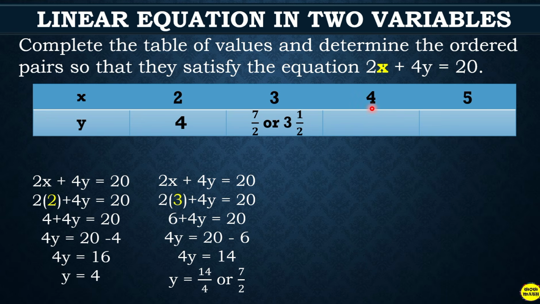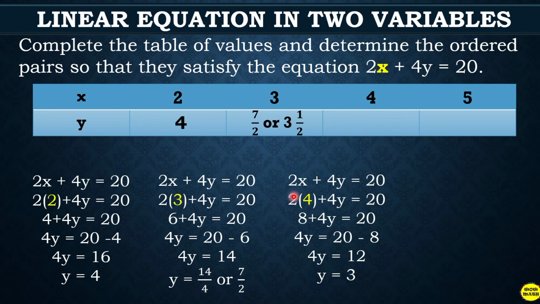Next, for 4, let us substitute 4. So that is 2 times 4, that is 8 plus 4y equals 20. So let's solve. 4y equals 20 minus 8. So that is 4y equals 12. Divide both sides by 4. So y is equal to 12 divided by 4, that is 3. Therefore, our value of y if x is 4 is 3.